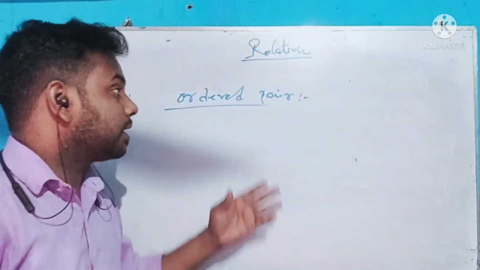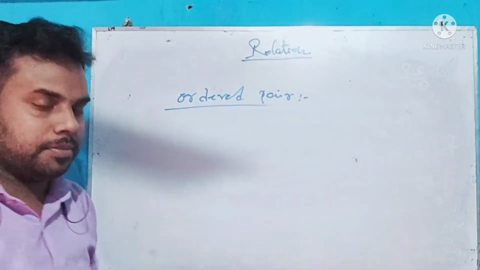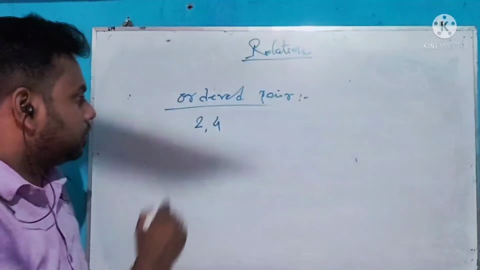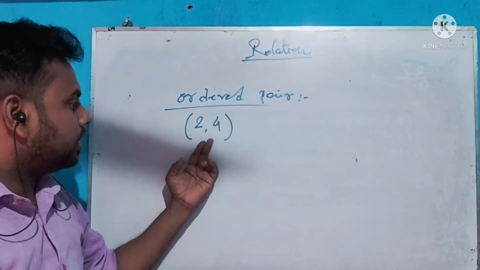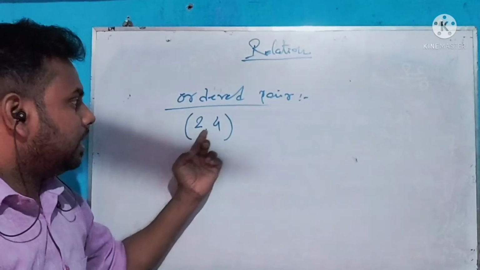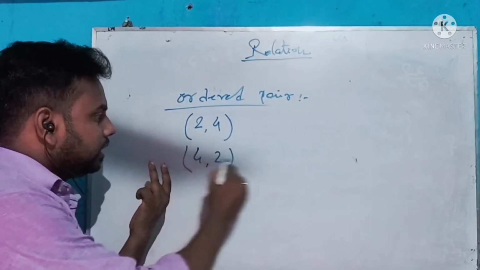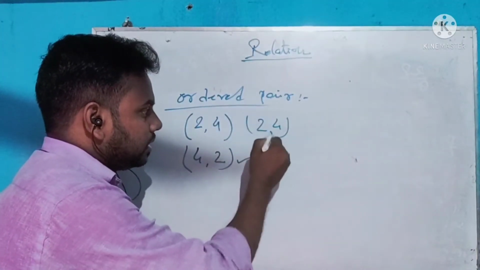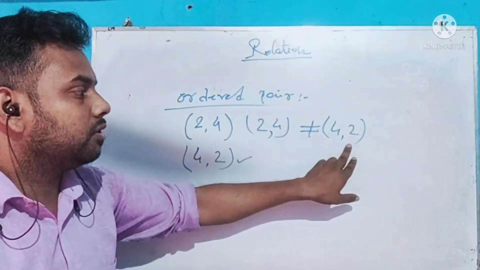Okay, so first we will discuss the ordered pair. So what is an ordered pair? An ordered pair is a pair of objects taken in a specific order. Suppose 2 and 4. If we write this within brackets, (2, 4), it represents an ordered pair. And this order of 2 and 4 is very important. If they interchange their places, like (4, 2), then it represents another, different point. That is, (2, 4) is never equal to (4, 2).